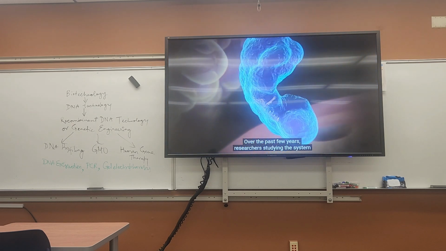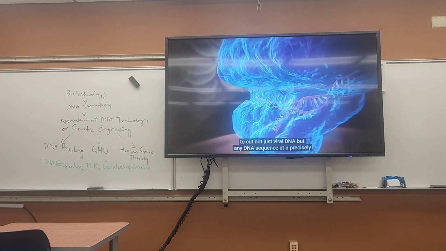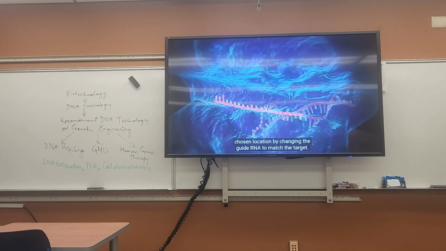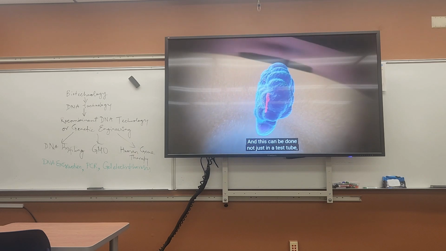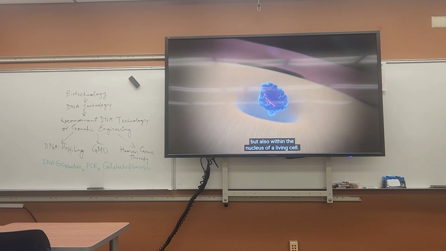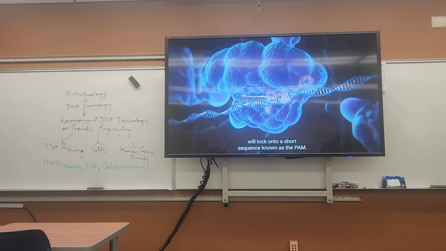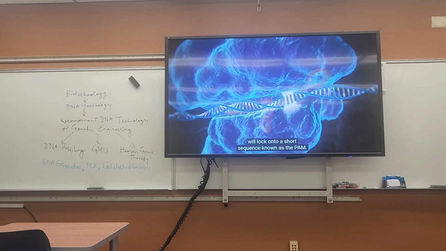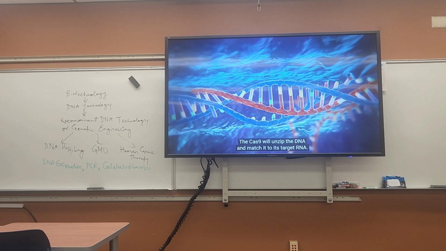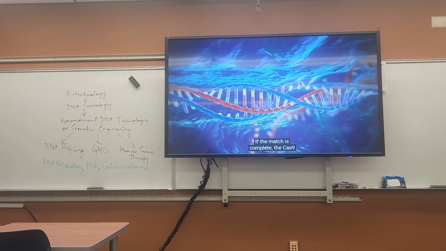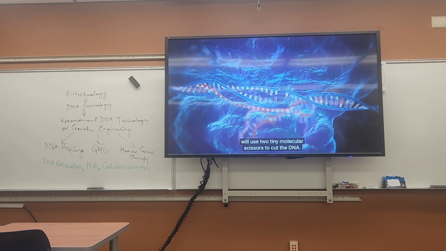Over the past few years, researchers studying this system realized that it could be engineered to cut not just viral DNA, but any DNA sequence at a precisely chosen location by changing the guide RNA to match the target. And this can be done not just in a test tube, but also within the nucleus of a living cell. Once inside the nucleus, the resulting complex will lock onto a short sequence known as the PAM. The Cas9 will unzip the DNA and match it to its target RNA. If the match is complete, the Cas9 will use 2 tiny molecular scissors to cut the DNA.